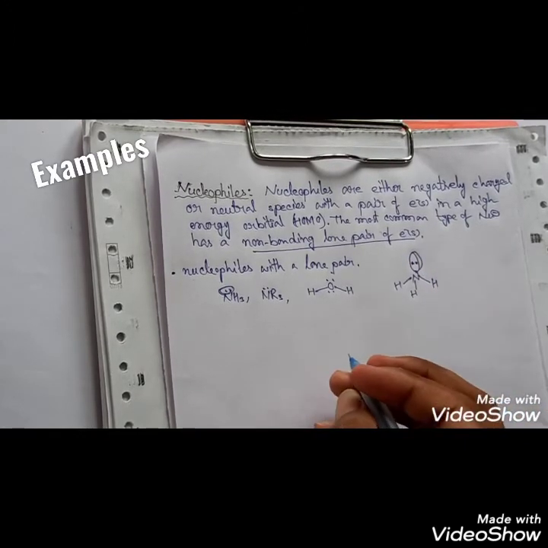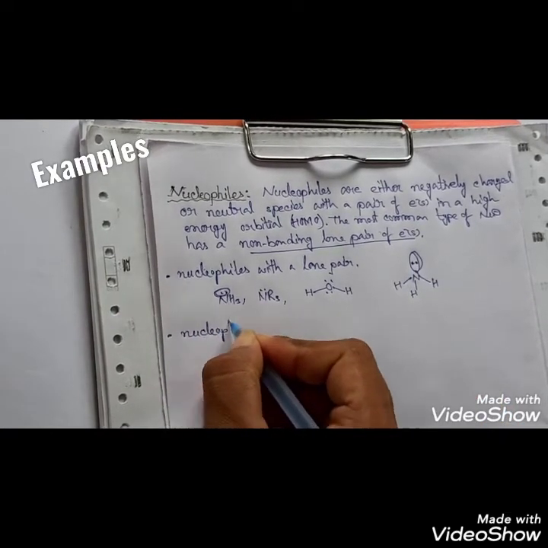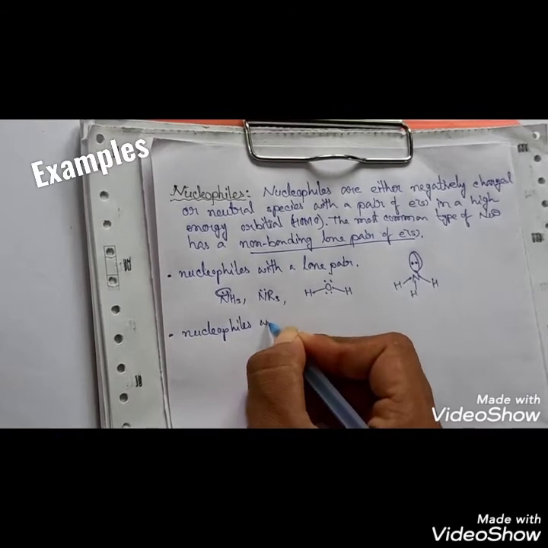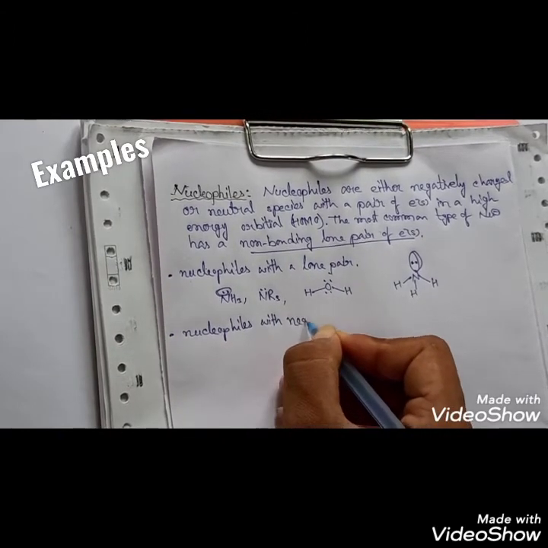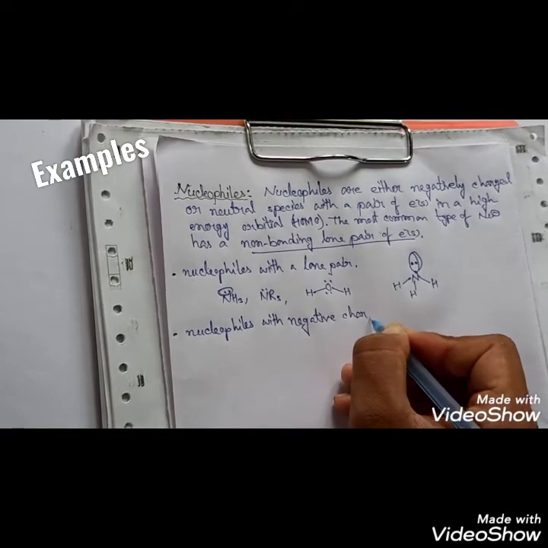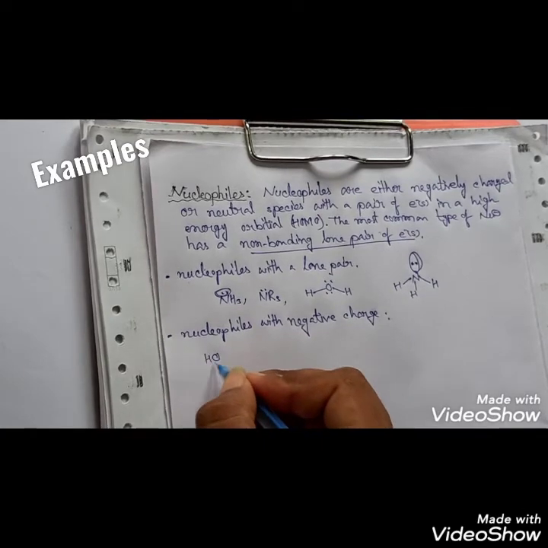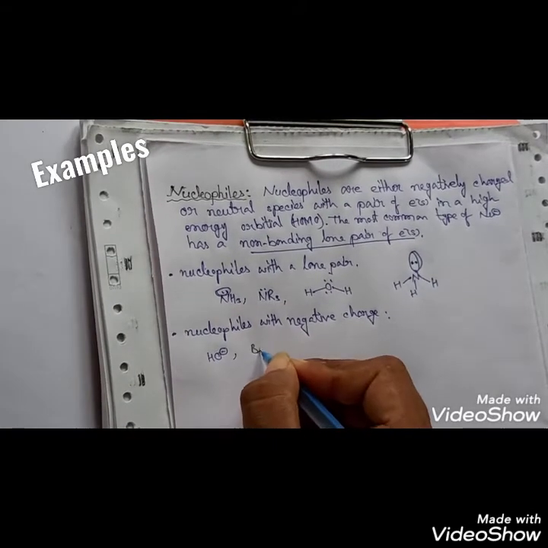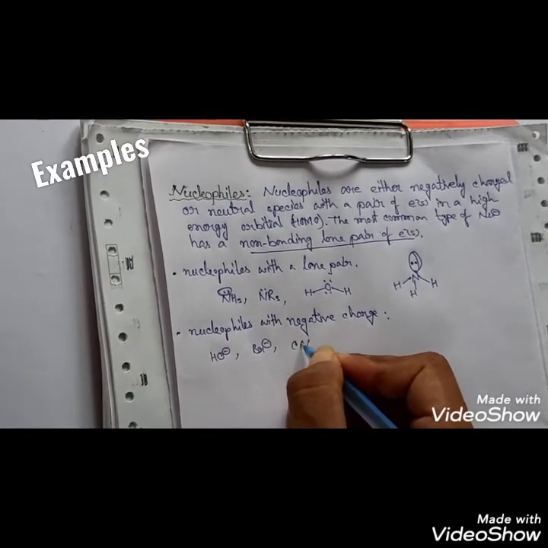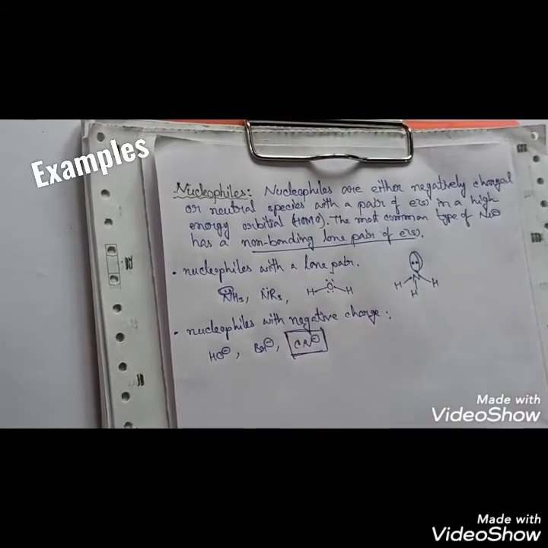There are more examples, like nucleophiles with negative charge. Okay, what are the examples? Hydroxide ion, bromide ion, and cyanide ion. And this is one of an important nucleophile, this cyanide.